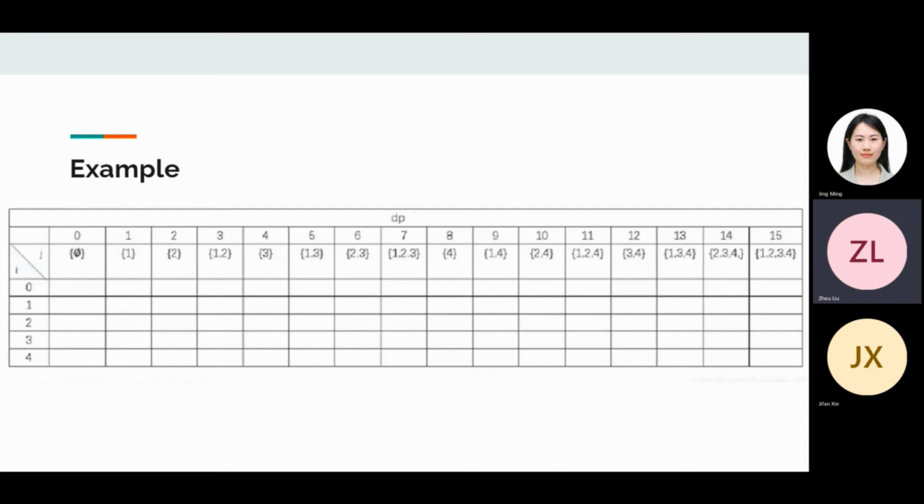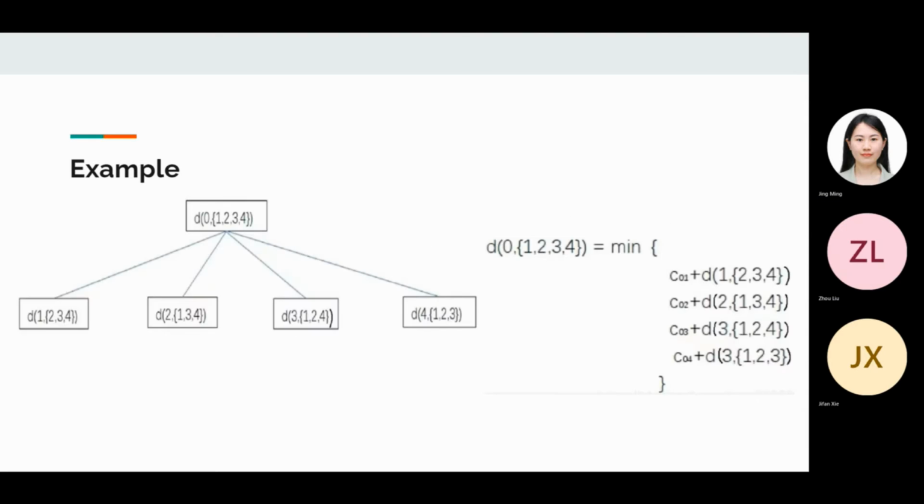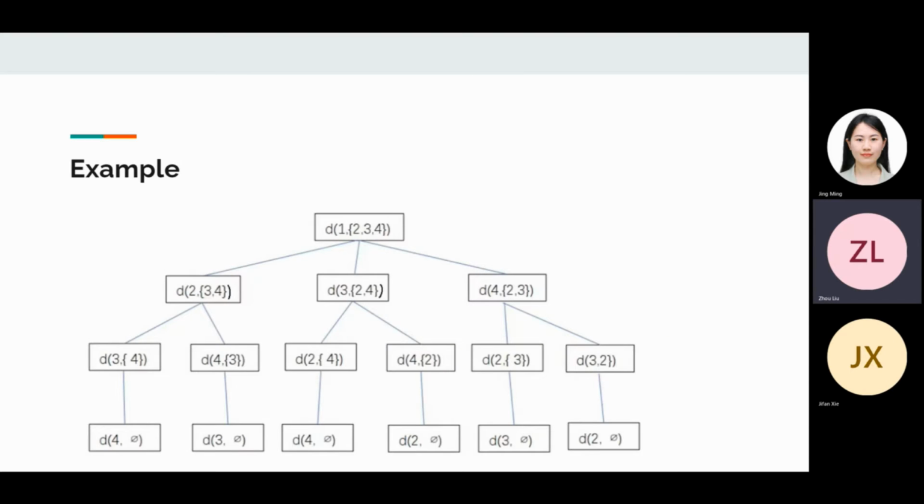Here is an example with 5 cities, 0, 1, 2, 3, 4, and this slide shows the DP matrix. And here shows the process of subproblems. What we want is D[0][1,2,3,4], which can be solved by the 4 subproblems. Finally, the subproblem is just the base case, and we can use a bottom-up method to fill in the DP matrix starting from the base case and get the final answer. Let me show the code and the result.